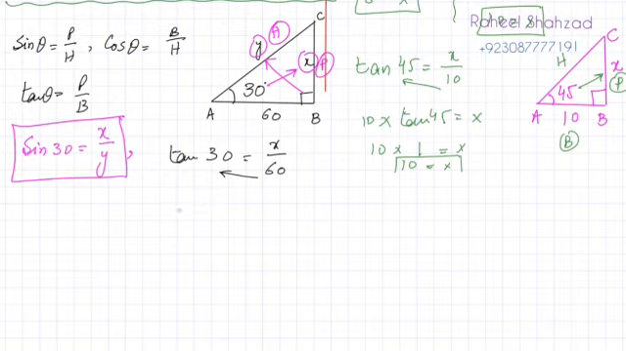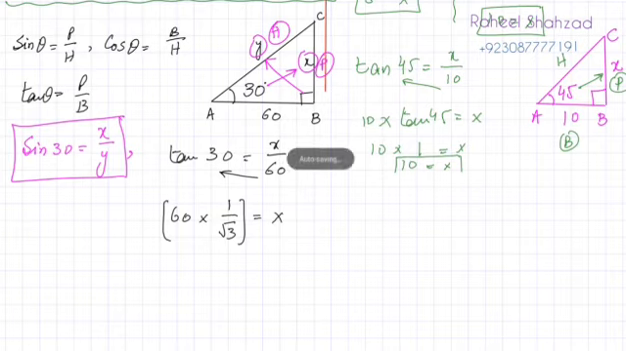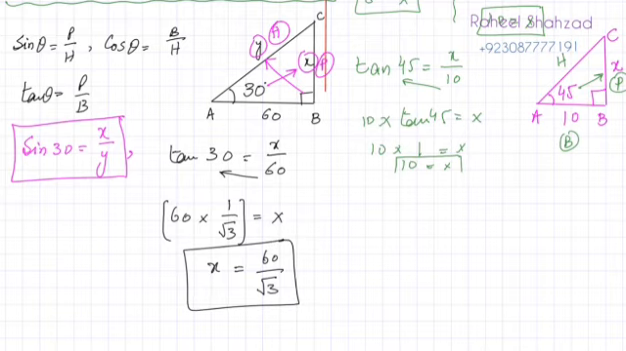You cross multiply it, it is 60 into tan of 30. If you use your calculator, tan 30 is 1 by root 3, so it's 1 by root 3 times 60. So your x value is equal to 60 divided by under root 3.